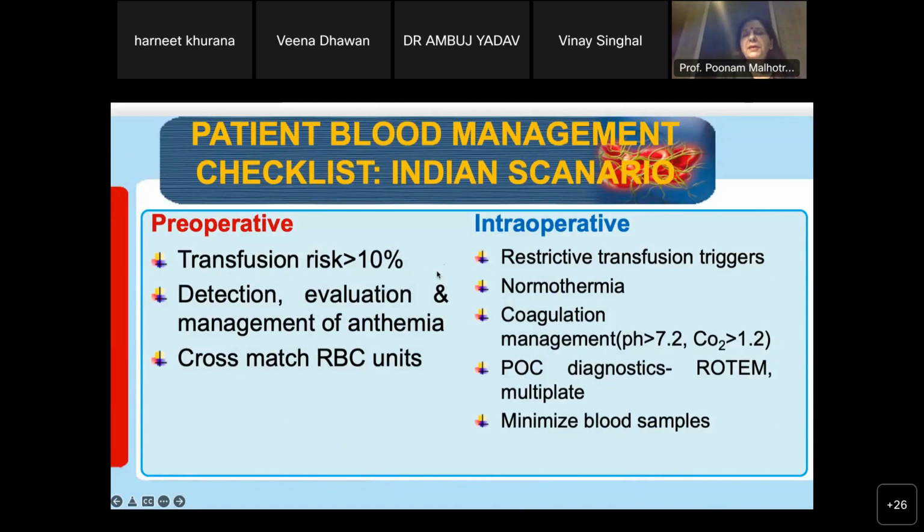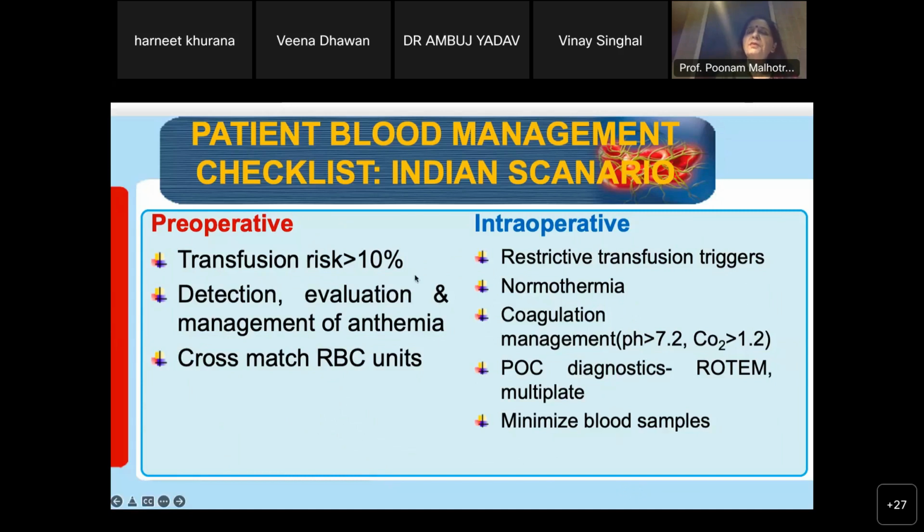Also check whether we have preoperative transfusion risks of more than 10%. We must cross-match our RBCs. We must detect, evaluate, and manage the anemia. We must have intraoperatively normothermia, coagulation management, point of care testing, and minimize taking of blood samples as much as possible while the patient's surgery on ECMO is going on.